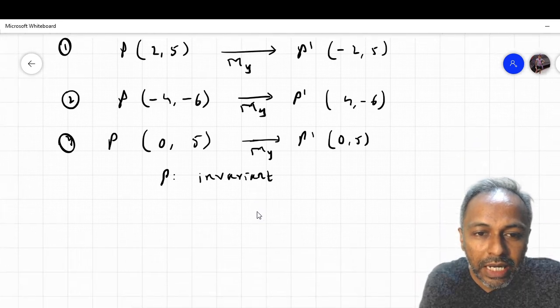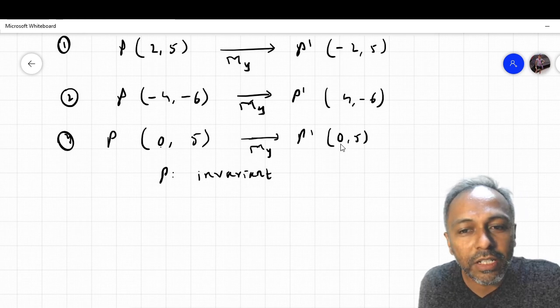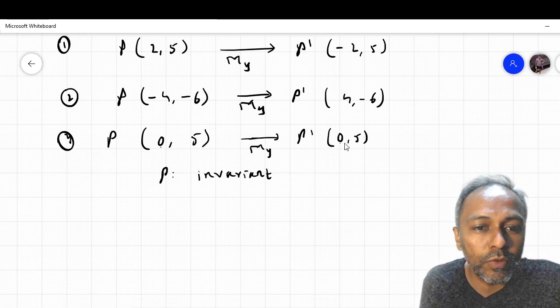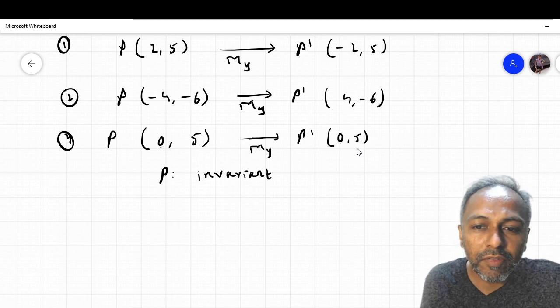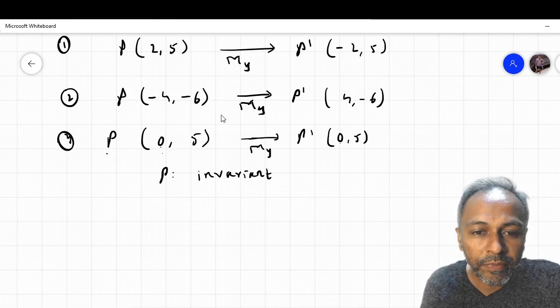In case you wish to do it by the earlier method only, then 0 will become minus 0, but 0 is neither positive nor negative, so 0 would have stayed that way only, and phi as it is. Hence P dash answer remains the same as P. That's why point P can be called an invariant point.